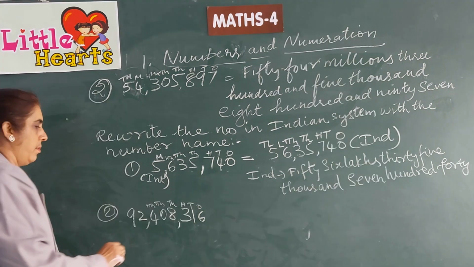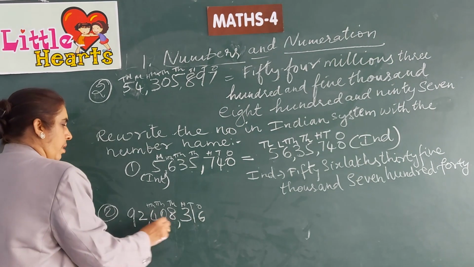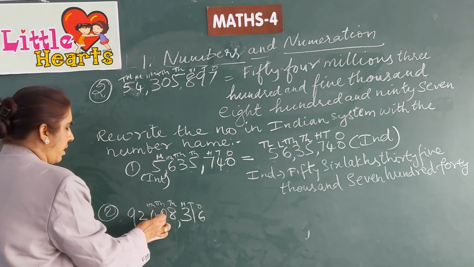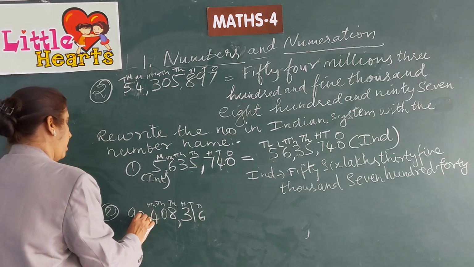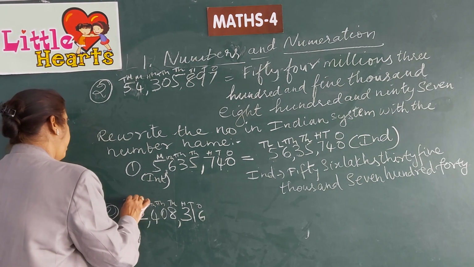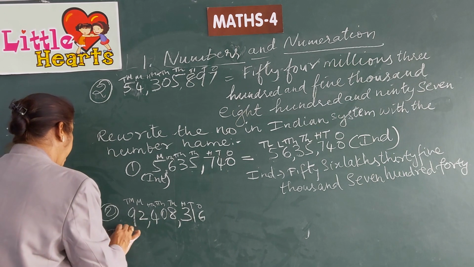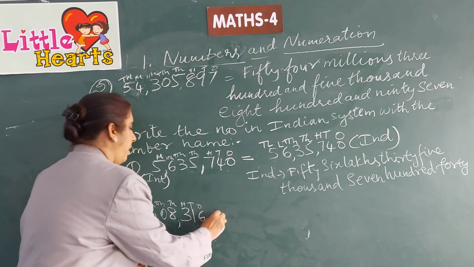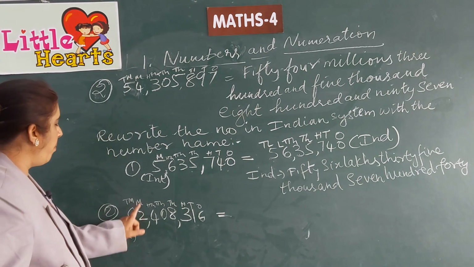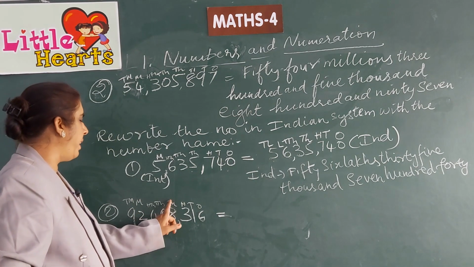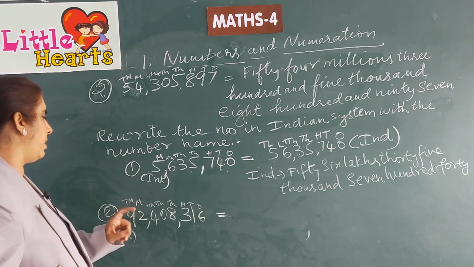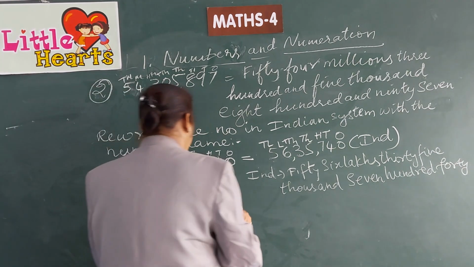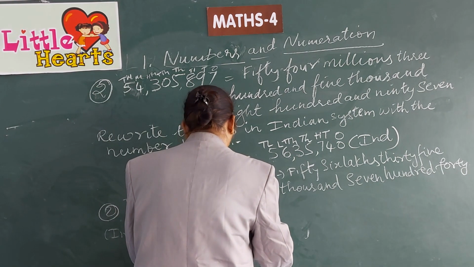Ones, tens, hundreds, thousands, 10,000s, 100,000s, millions, 10 millions. It is in the international system. And how do we read it? 92,408,316. Let us change it into the Indian system now.